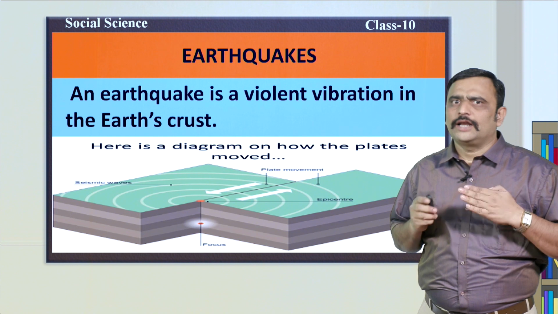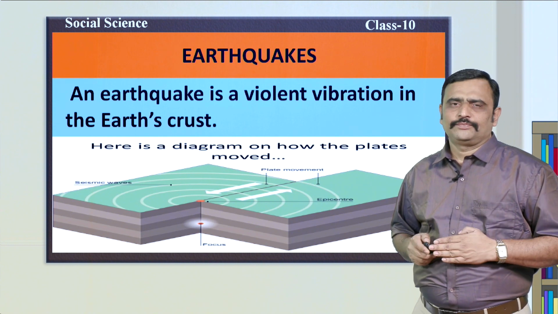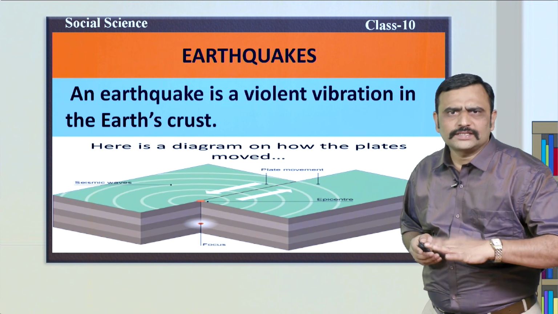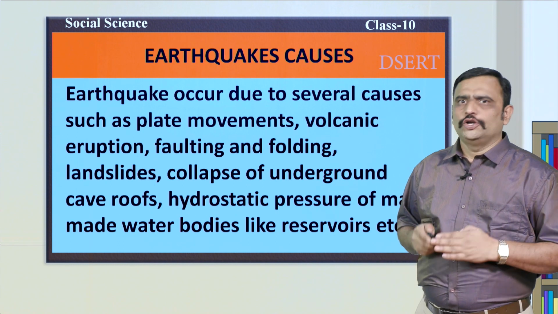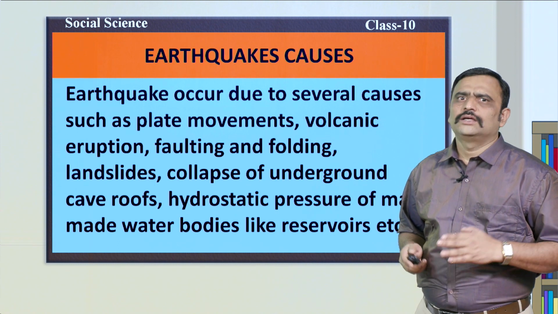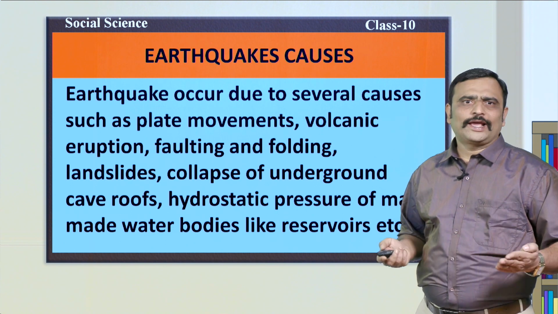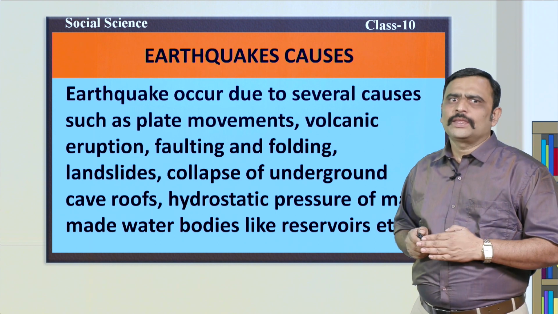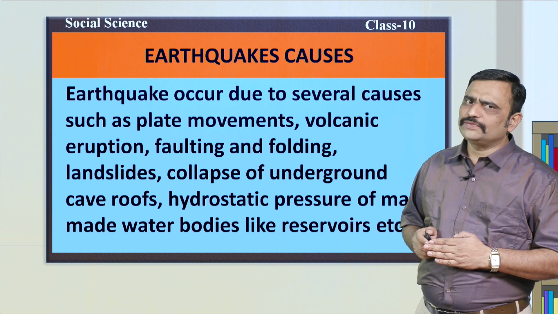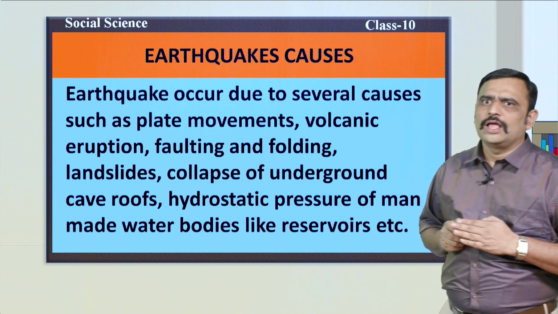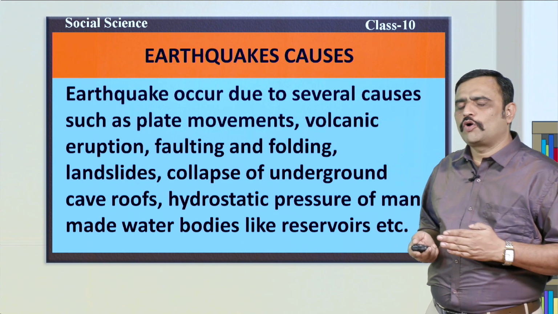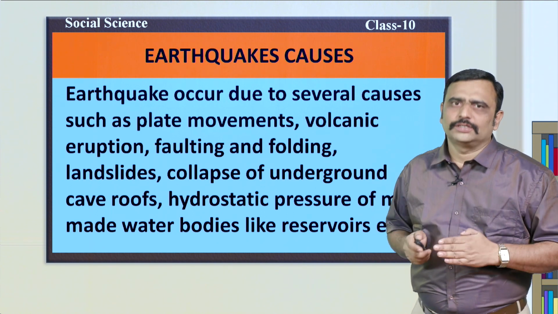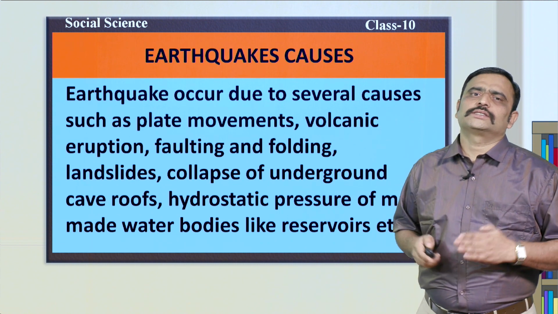The most prominent natural disaster is earthquake. What is an earthquake? An earthquake is a violent vibration in the earth's crust. Earthquakes occur due to several causes such as tectonic plate movements, volcanic eruption, faulting and folding, landslides, collapse of underground cave roofs, hydrostatic pressure, and man-made water bodies like reservoirs, breakdown and overstoring of water. They are the ones that cause earthquakes.